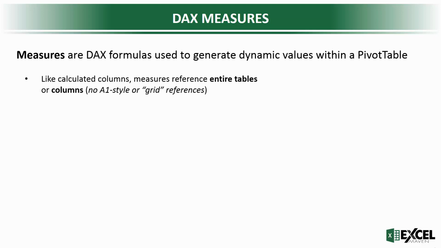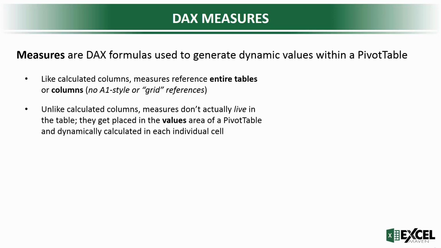Now, like calculated columns and like any place you'd use DAX, measures reference entire tables or columns. So again, no A1 style references. But here's the thing, unlike calculated columns, the measures don't actually live in the table. Instead, you place them in the values area and only the values area of a pivot table so that they can dynamically calculate in each individual cell. This works in a very similar way to calculated fields in a traditional pivot table.